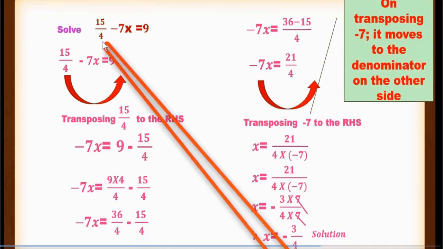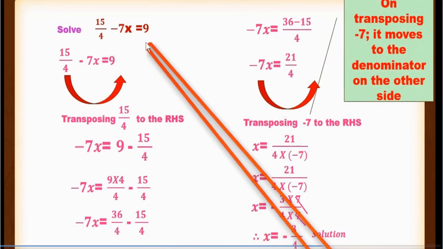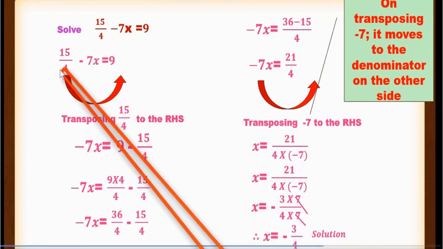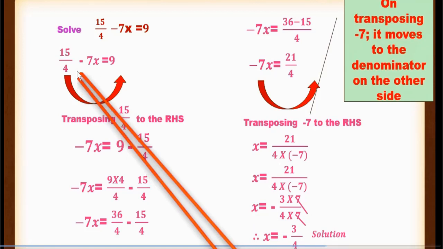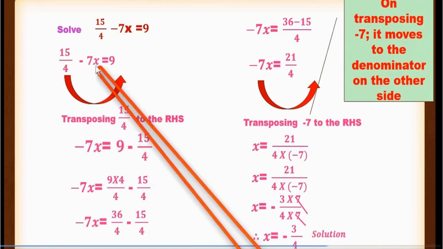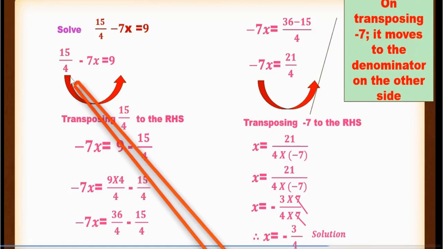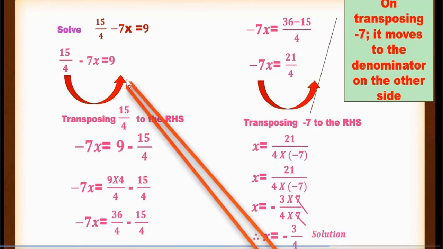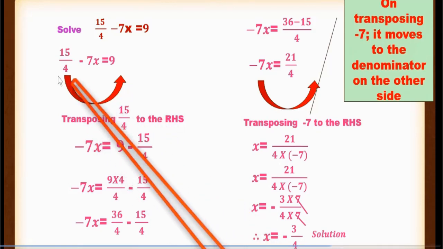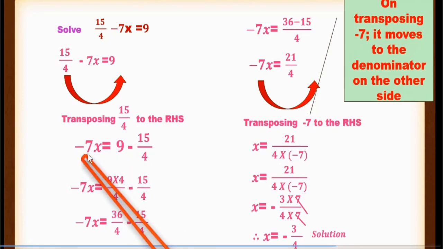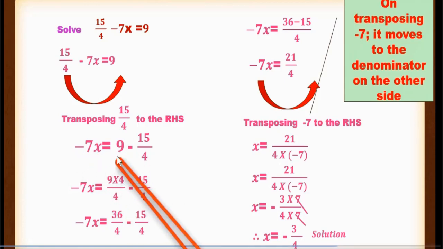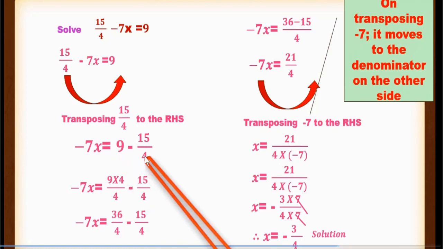Solve 15 by 4 minus 7x is equal to 9. Here 15 by 4 is a rational number. We are going to find the value of x. The first step will be to transpose plus 15 by 4 to the RHS. On transposing plus 15 by 4 to RHS, we will get minus 15 by 4. What is remaining in LHS? Minus 7x. What did we get in RHS? 9 minus 15 by 4.